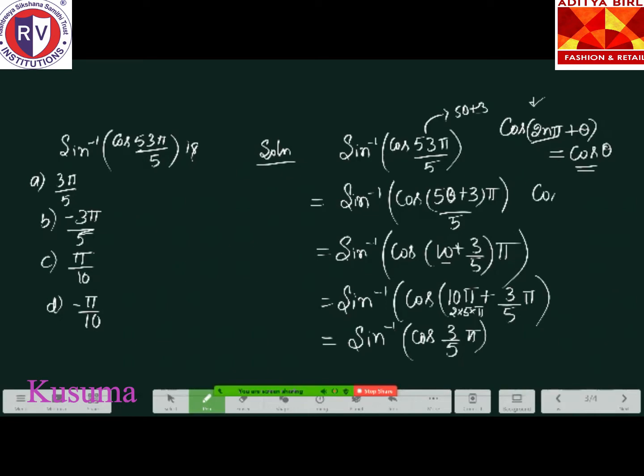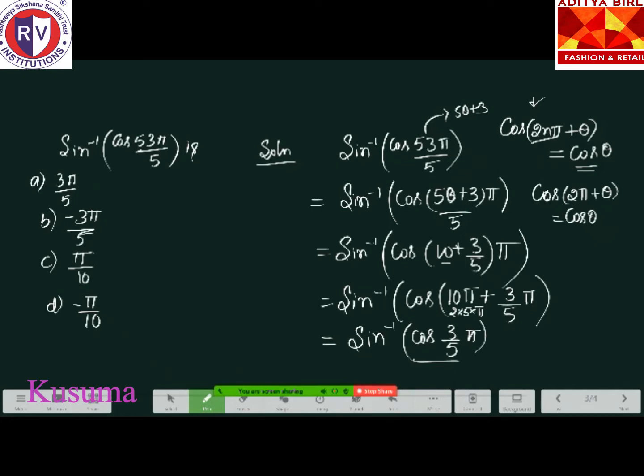So we have cos 2 pi plus theta is equal to cos theta. So similarly, cos 2n pi plus theta will also be equal to cos theta itself. So this can be written as cos of 3 pi by 5. Okay.